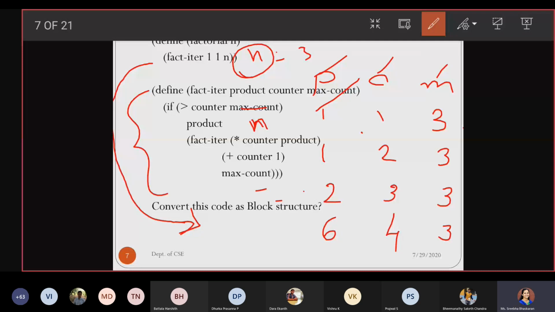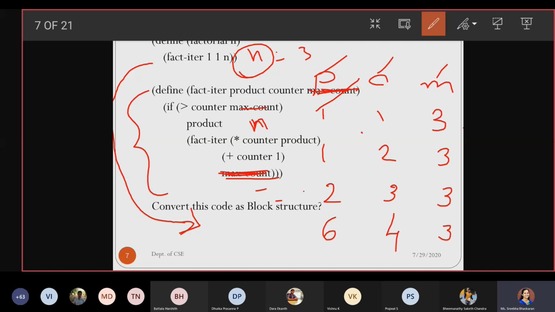And when you are calling fact ITR in the else part, we will not have this max count argument. So here also this argument will not be there. So what is the advantage? You can reduce your procedure call by one argument. Even though we say it is a constant value, still that constant makes some change. So that is the advantage of making your procedure a block structure. And this concept is what we call lexical scoping.